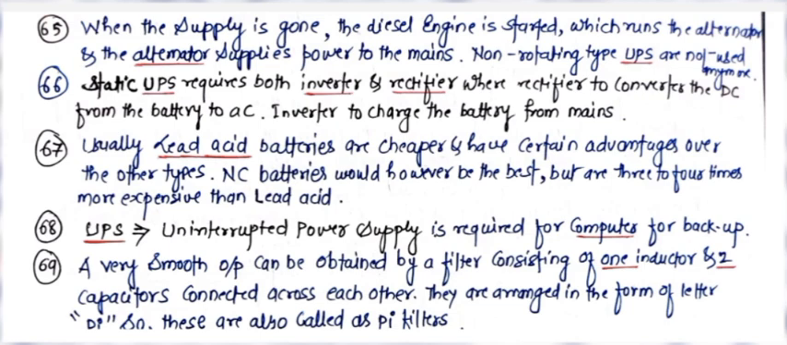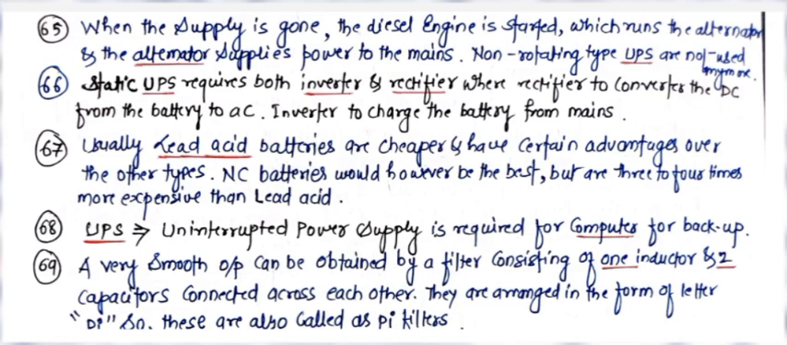Static UPS require both an inverter and a rectifier, where the inverter converts the DC from the battery to AC, and the rectifier charges the battery from the mains. Usually, lead acid batteries are cheaper and have certain advantages over other types. NiCd batteries would, however, be the best, but are 3 to 4 times more expensive than lead acid batteries. A UPS, uninterrupted power supply, is required for computers for backup.